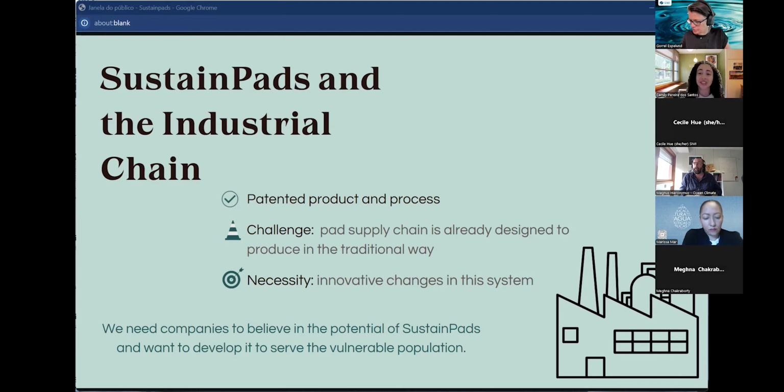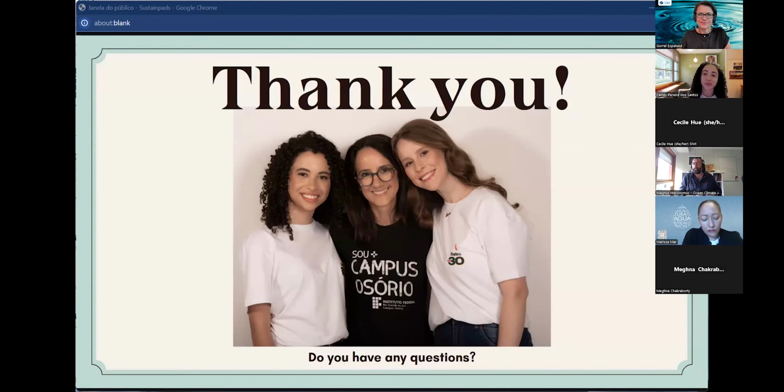In that sense, we want to emphasize that a solution can start with the replacement of a single material. It can start by replacing just cotton, for example, and proceed to replace plastic and so on, because it is through small changes that we can make a big difference. So we need companies to believe in the potential of sustainable pads and want to develop them to serve the vulnerable population. Thank you so much for the opportunity. It was a pleasure to share our trajectory with you, and I'm here to answer any questions.